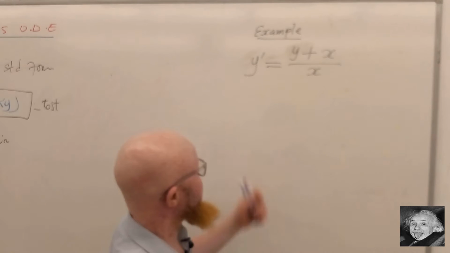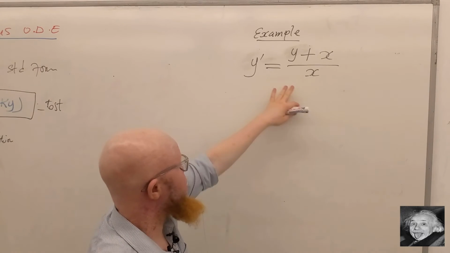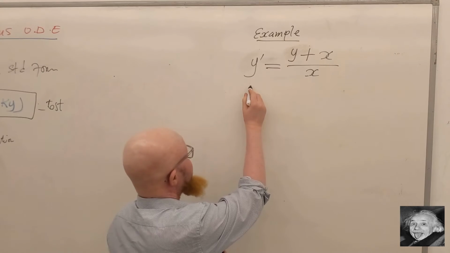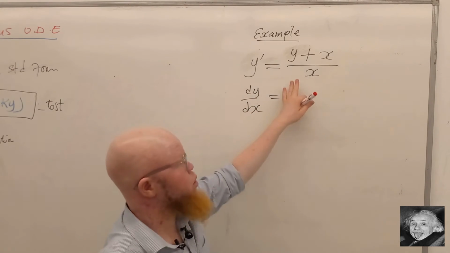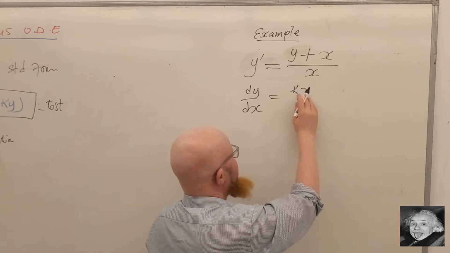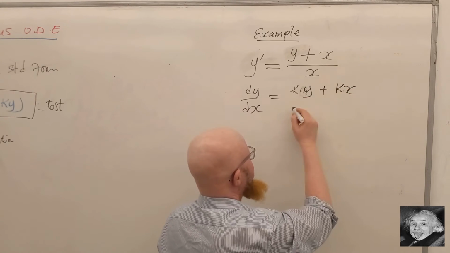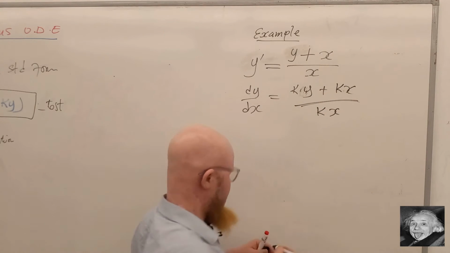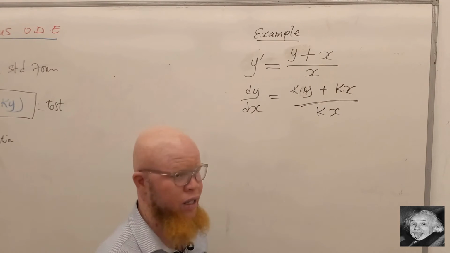So let's look at it together. You see this y prime, you can write it as dy/dx. So it's equal to, we said that where there's y, we put ky. So where there's y, you put ky, plus where there's x, you put kx. That's what we said. And all that divided by kx. So let's see if this is going to give me what I started with.